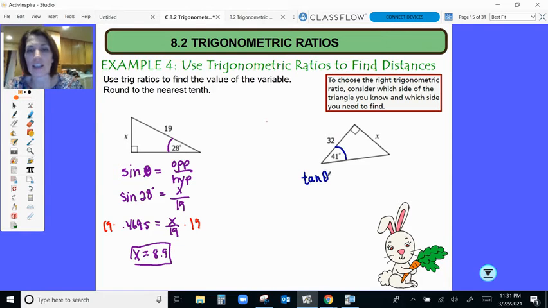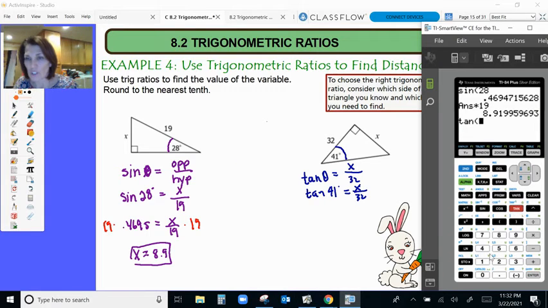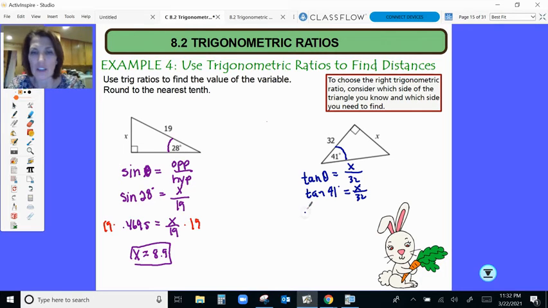So my tangent of my angle theta equals my opposite side over my 32. Okay, so I have my tangent of 41 degrees equals x over 32. Now what I need to do is calculate my 41 degrees. So tangent of 41 degrees equals 0.869. I need to round this up to a 3, so 0.8693 equals x over 32.